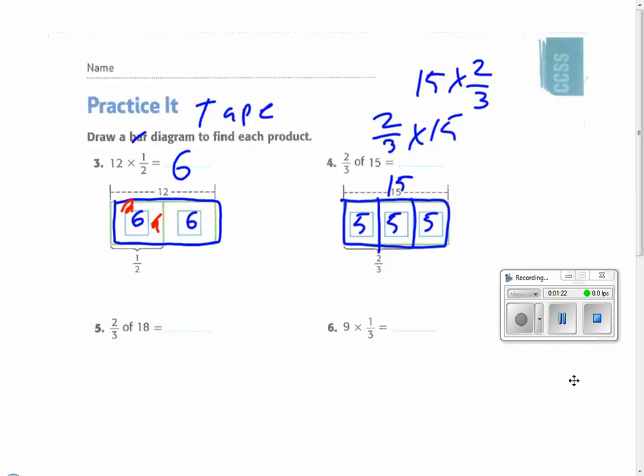I don't want to know what is 1/3 though. I want to know what's 2/3. So that's 5, 10. Okay. So 2/3 of 15, or 2/3 times 15, is equal to 10. Okay? And that is how we use a tape diagram to figure out the product of a whole number and a fraction.